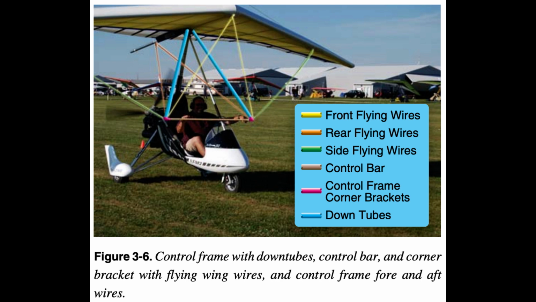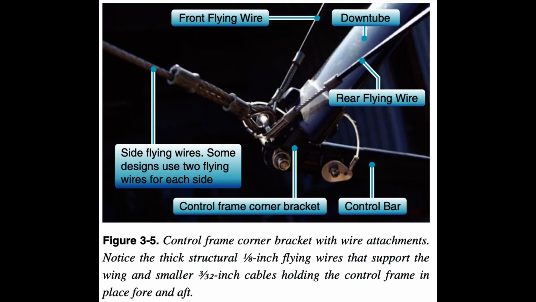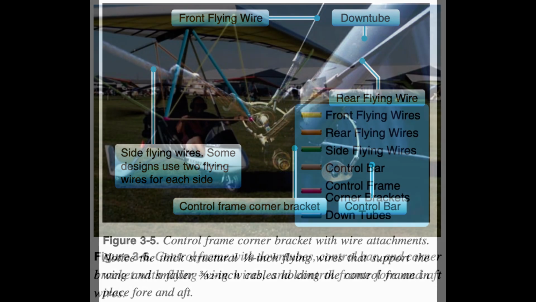During flight, the down tubes are similar in compression to the crossbar and must be stiff and straight to maintain structural integrity. The base tube/control bar is under tension during flight. Front and rear flying wires hold the control frame in place fore and aft. Side flying wires hold the control frame in place side to side and provide structure to hold the wings in place while flying. Figures 3-2, 3-5 and 3-6.